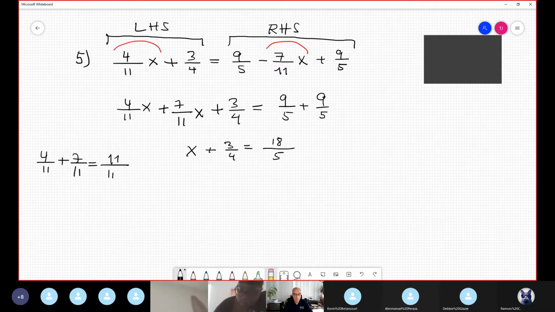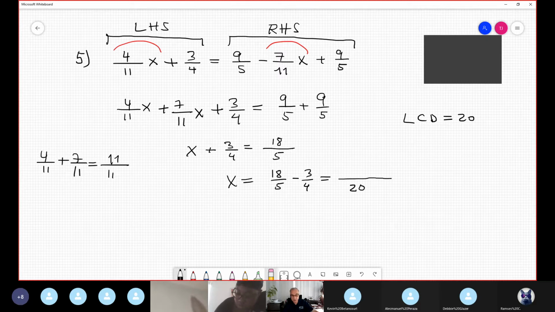18. Okay, so finally, you isolate x: x is 18 over 5 minus 3 over 4. In this case, unfortunately, use a calculator, or let's do it by hand. You need to use the least common denominator, which is 20. It's obvious that it's 20 because 5 and 4 together make 20.